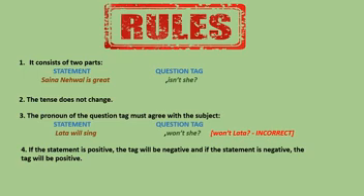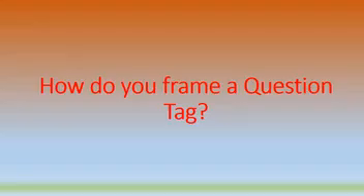The fourth rule: if the statement is positive, the tag will be negative, and if the statement is negative, the tag will be positive. Lata will sing, won't she? Lata will sing is a positive statement. Positive means it does not have the words no, not, never, right? So these negative words are not present in this statement and therefore this is a positive statement. Now because the statement is positive, the question tag must be negative. So we change will to won't, which is the short form of will not. So a positive statement has a negative question tag, a negative statement has a positive question tag.